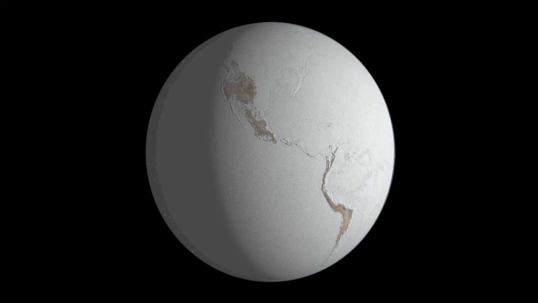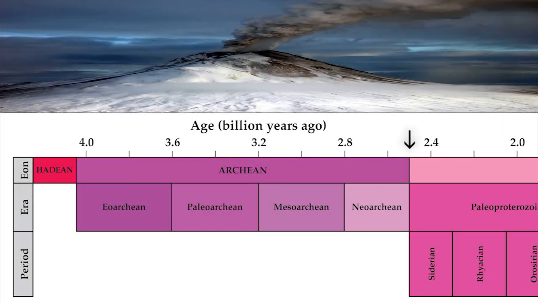Recovery from this frozen state was slow. Volcanoes continued to release carbon dioxide at a steady rate, but photosynthesis and weathering of silicate rock, processes that deplete atmospheric carbon dioxide, virtually stopped at the low temperatures, and thus carbon dioxide gradually accumulated in the atmosphere.